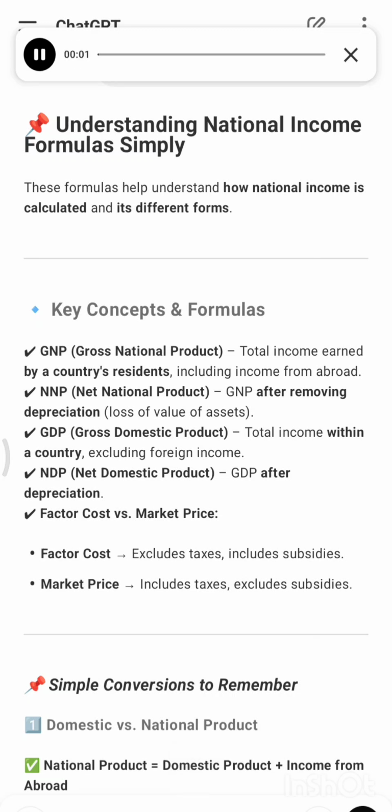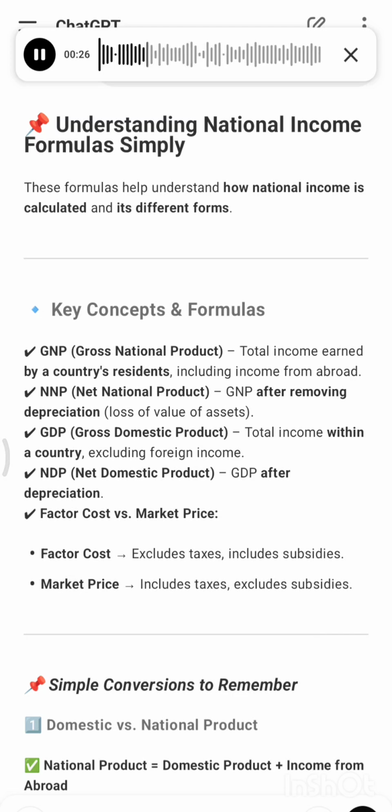Understanding national income formulas simply. These formulas help understand how national income is calculated and its different forms. GNP, gross national product, is the total income earned by a country's residents, including income from abroad. NNP, net national product, is GNP after removing depreciation, the loss of value of assets.